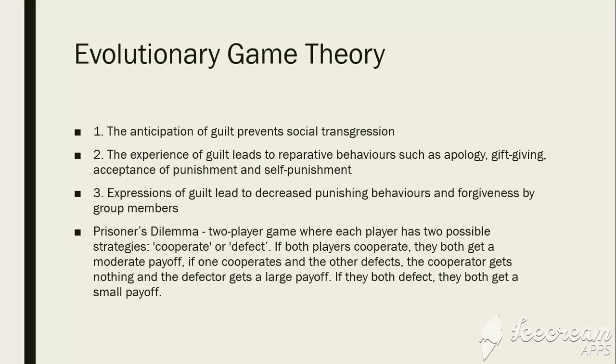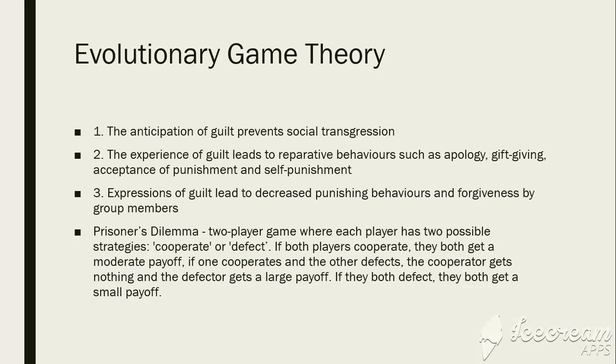A major theory associated with guilt is evolutionary game theory, which states that the focus for guilt is associated with three classes of behaviours in humans. 1. The anticipation of guilt prevents social transgression. 2. The experience of guilt leads to reparative behaviours such as apology, gift-giving, acceptance of punishment and self-punishment. And 3. Expressions of guilt lead to decreased punishing behaviours and forgiveness by group members.